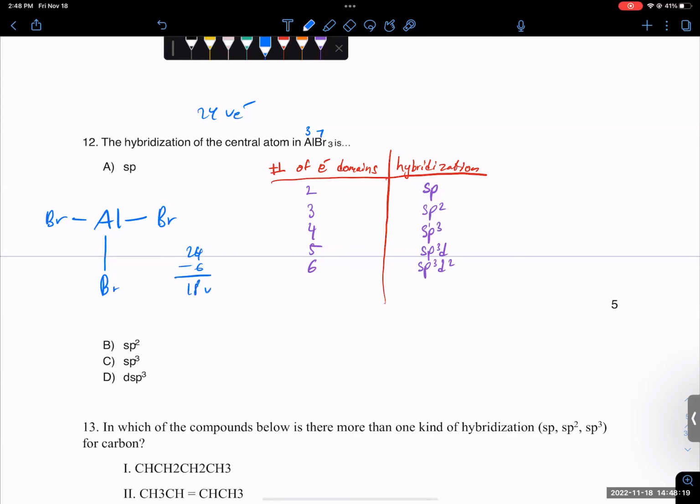24 minus 6 is 18 valence electrons. And then how many valence electrons does each of these bromines need to be satisfied? Six. So we can just go ahead and draw lone pairs around all of these. 18 minus 18 is zero. But wait, aluminum doesn't have a full octet. Exactly. Aluminum is one of those exceptions. Boron and aluminum are electron deficient, so they can have less than eight electrons. Just exceptions.